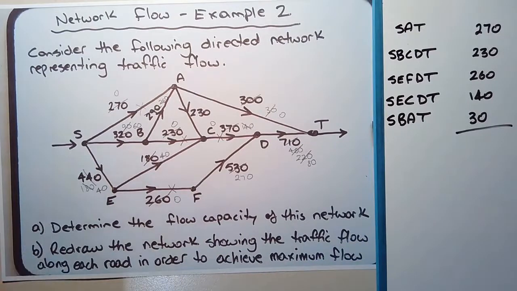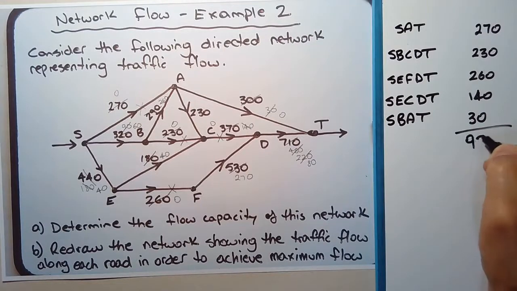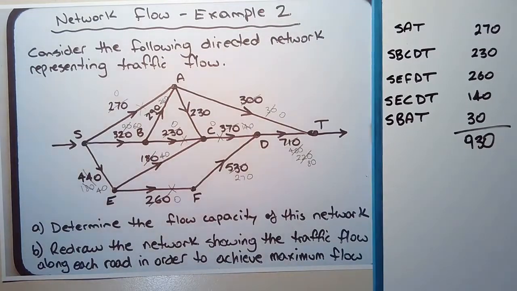Adding all those up, 270 plus 230 plus 260 plus 140 plus 30, we get a capacity of 930. So that's the flow capacity of this particular network. I'll do part B as a second video because I don't want the videos to be too long. We're going to redraw the network so that we're not going to have any spare capacity.